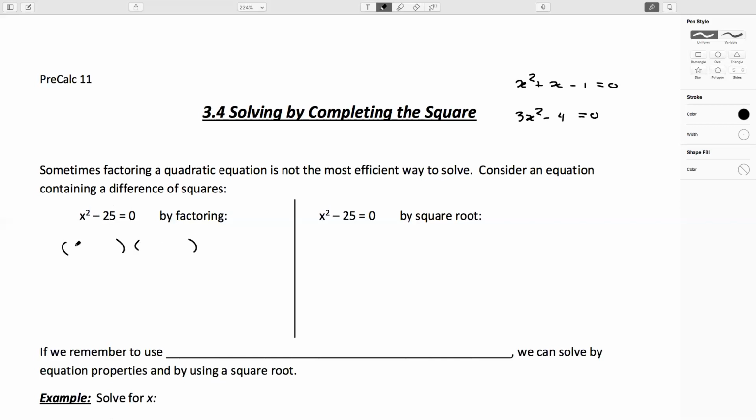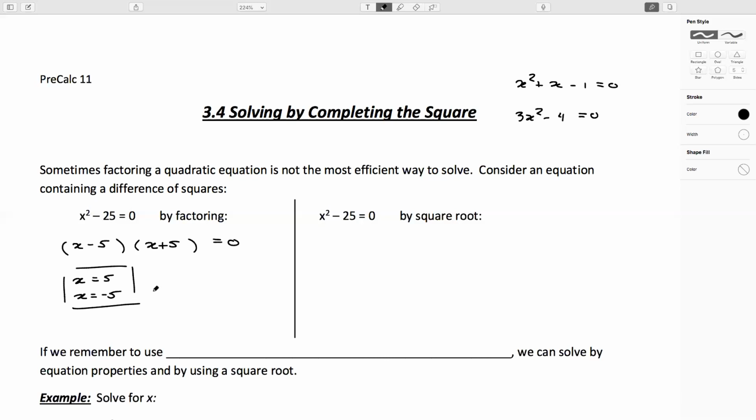We can say x minus 5 times x plus 5 equals 0, because x minus 5 and x plus 5 are conjugates. So if we factor it, whatever makes the brackets equal 0 is a solution. x equals 5 would make the first set of brackets 0, and x equals negative 5 would make the second set of brackets 0. So those are our two solutions.